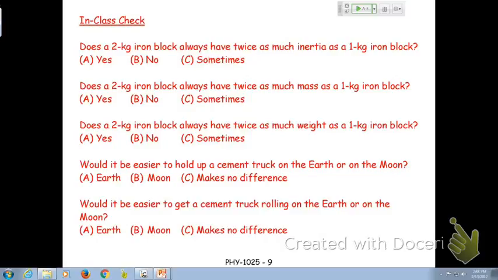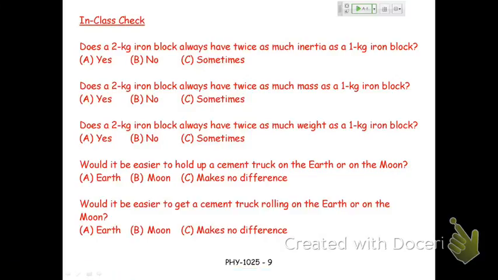So 2 kilogram iron block, that's its mass. I've got a 2 kilogram one versus a 1 kilogram one. So I have twice the mass. And if I have twice the mass, I have twice the inertia, because inertia is dependent upon the mass. So that would be A is the right answer for that.